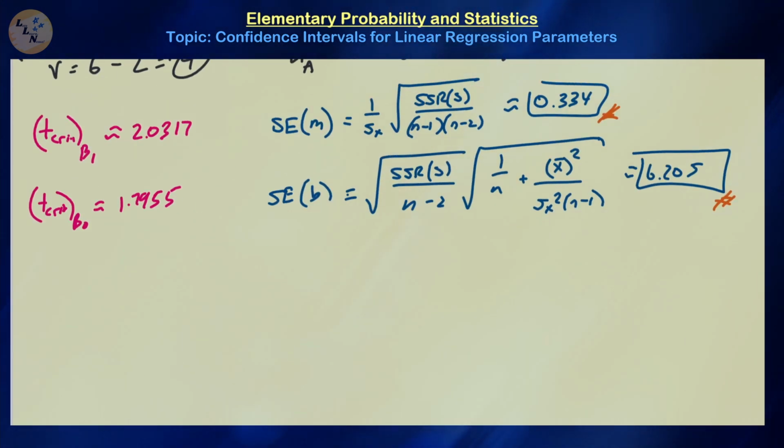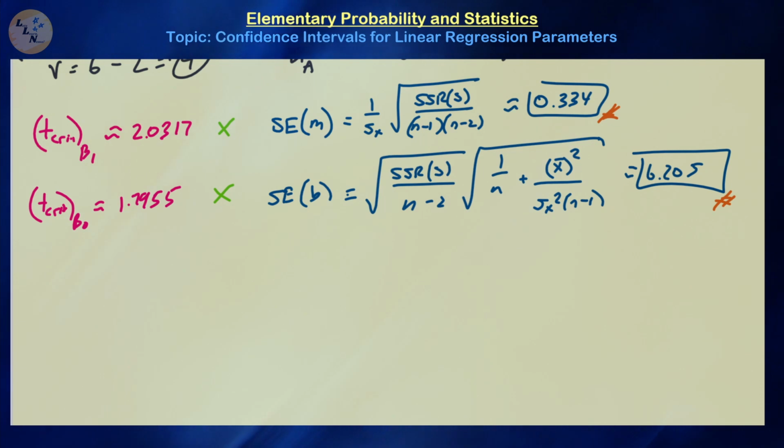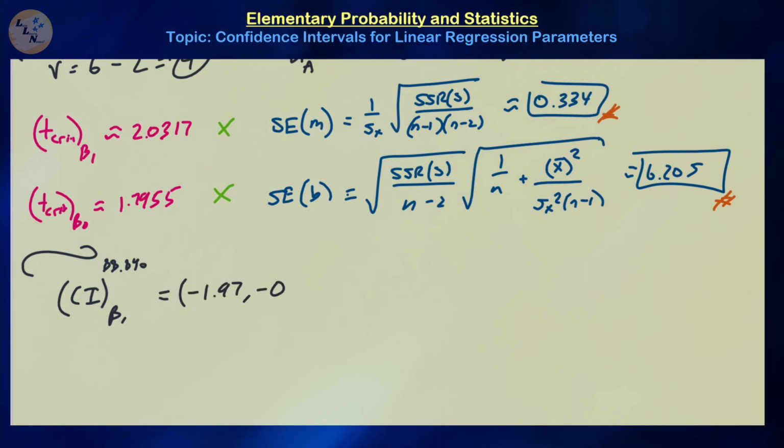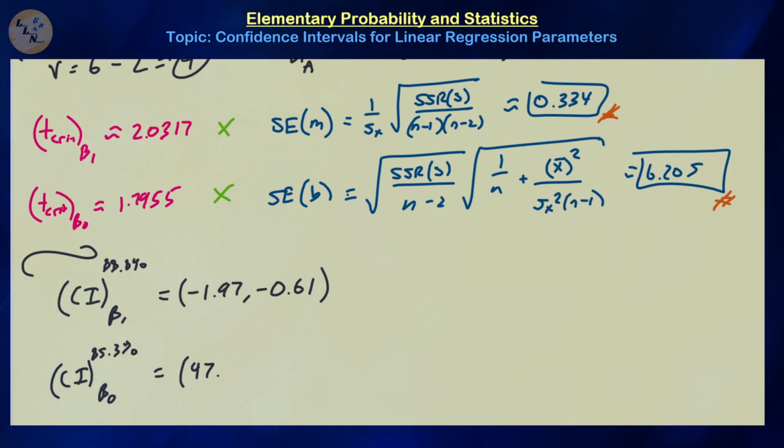Now that we have our t critical values and our standard errors for each of our point estimates, we simply multiply these two things together to get our margin of errors for each of our confidence intervals. So once you go ahead and do that, the confidence interval for beta 1 under a level of confidence of 88.8% will come out to negative 1.97 to negative 0.61, and the confidence interval for beta 0 under a level of confidence of 85.3% will come out to 47.7 to 70.0.